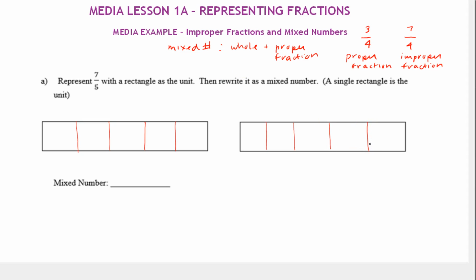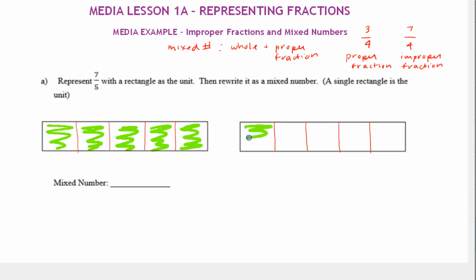Okay, now notice I did a bad job on that one. And again, I don't like doing that, but I do like that you all get to see that you shouldn't expect to get that always right the first time. So each one of these units is broken into 5 pieces, and we have 7 copies of 1/5. So there's 3 copies, 4 copies, 5 copies, 6 copies, 7 copies.